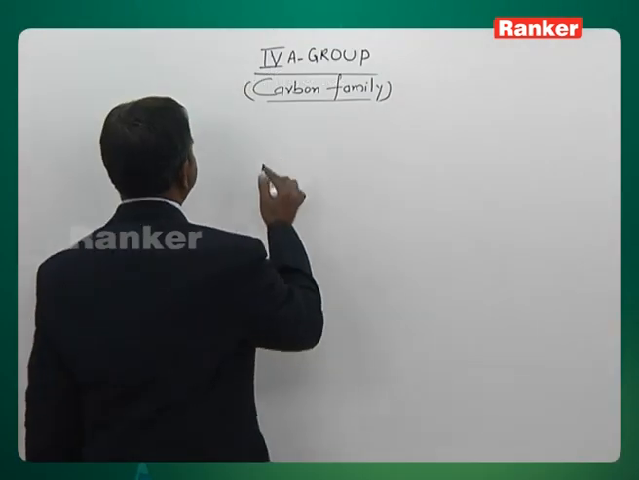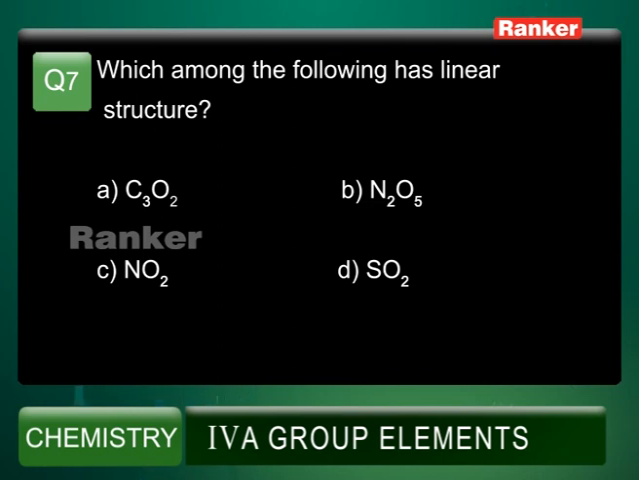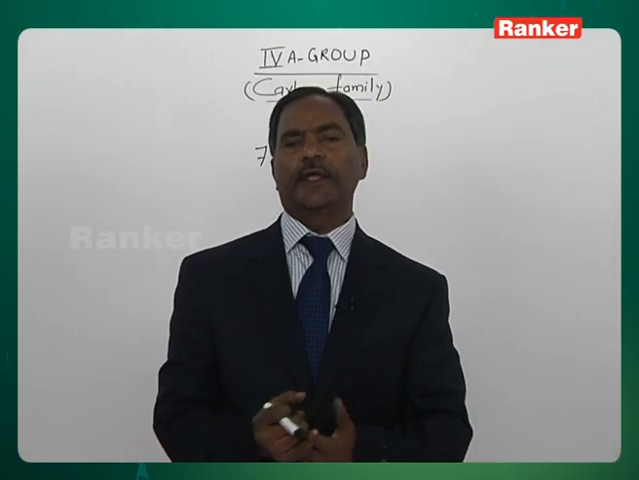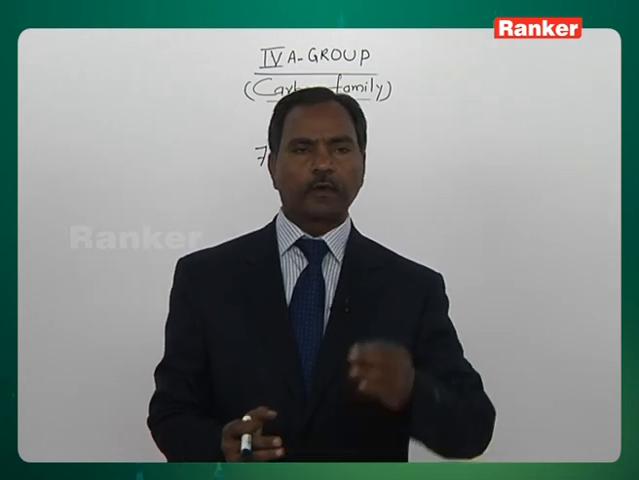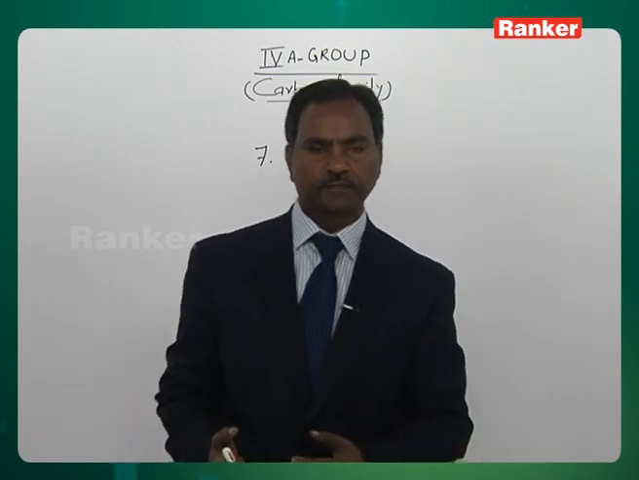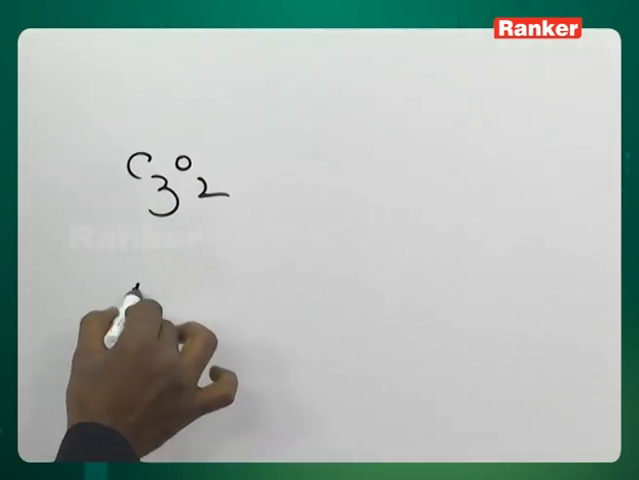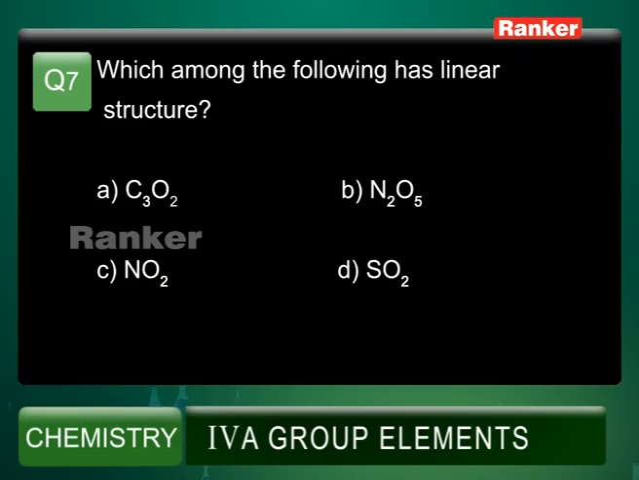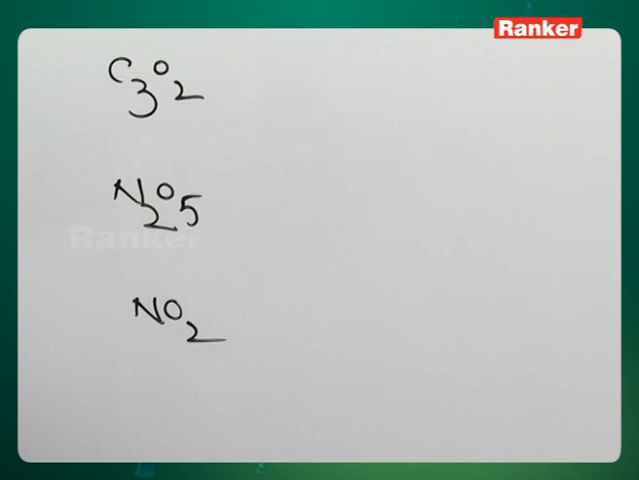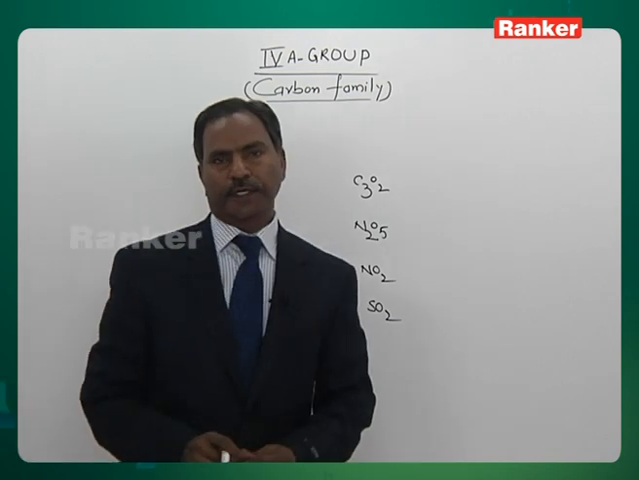Question number 7: which among the following has a linear structure? See, the structures of different molecules and their hybridization should be thorough, because many questions on structure and hybridization come in different entrance exams. The options are C3O2, which is carbon suboxide, N2O5, NO2, and SO2. You should know all these particular structures and hybridizations.